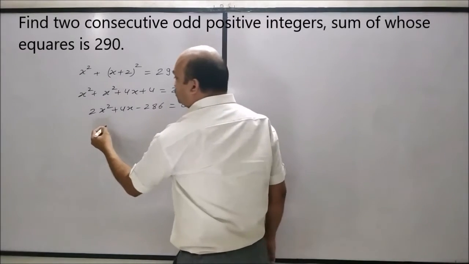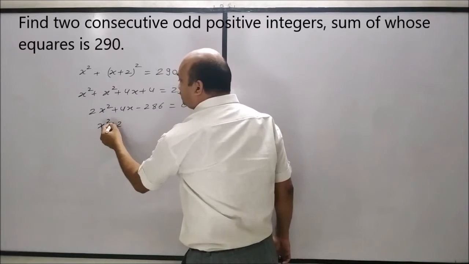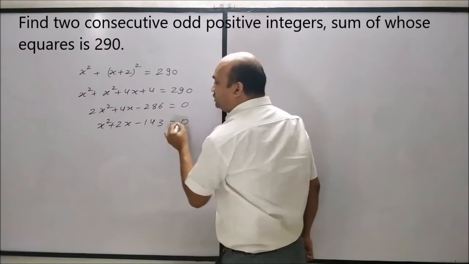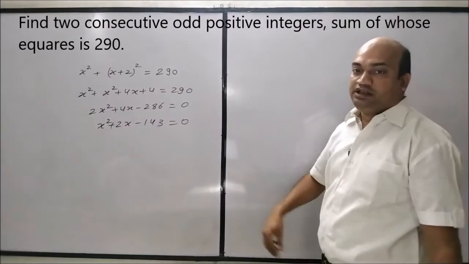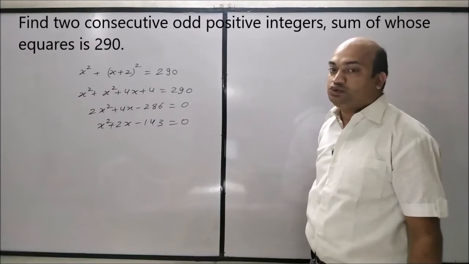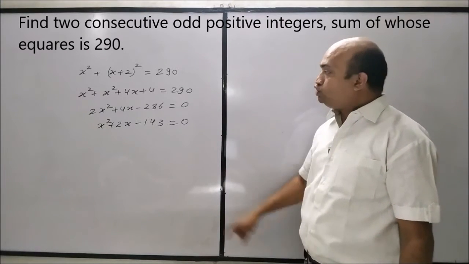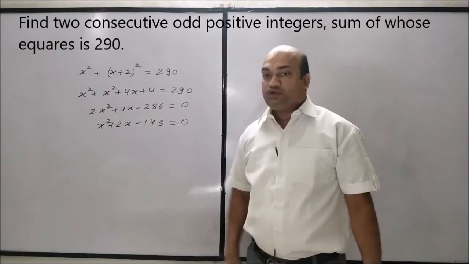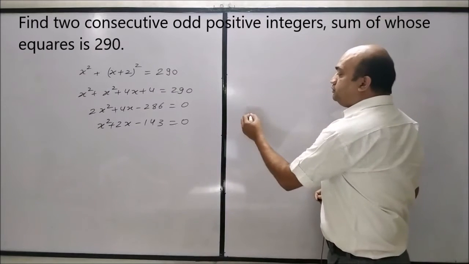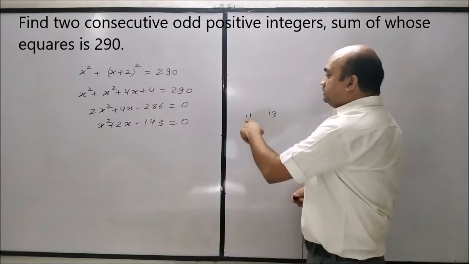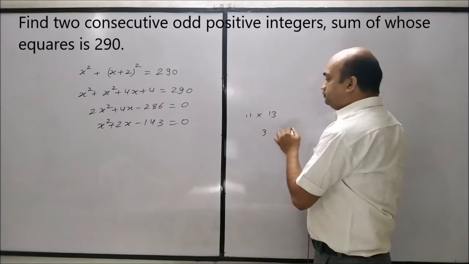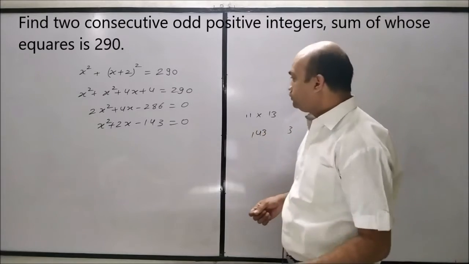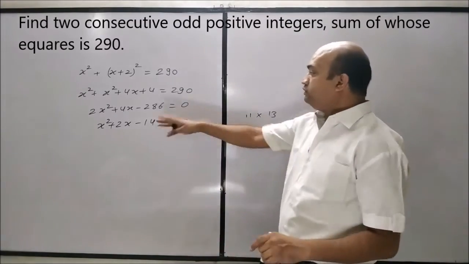Now dividing by 2, you will get x square plus 2x minus 143 is equal to 0. This is the required equation. Now we should have two numbers whose product should be 143 and whose difference should be 2. And such two numbers are 11 and 13. If we multiply 11 and 13, we will get 143, and when we subtract them, we will get 2.